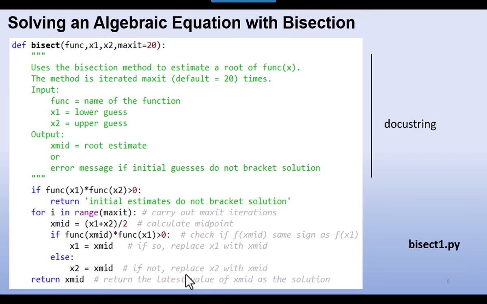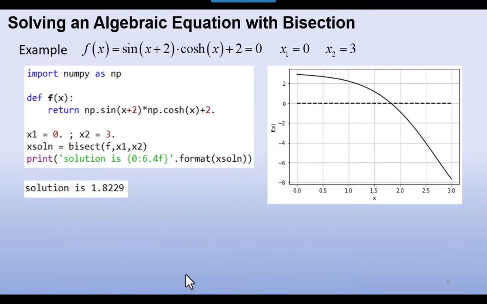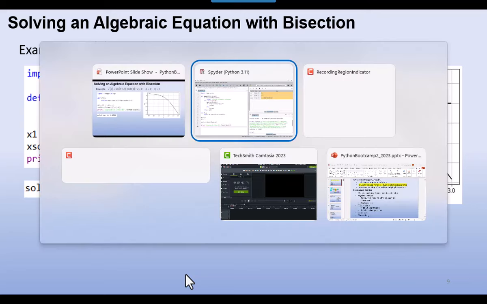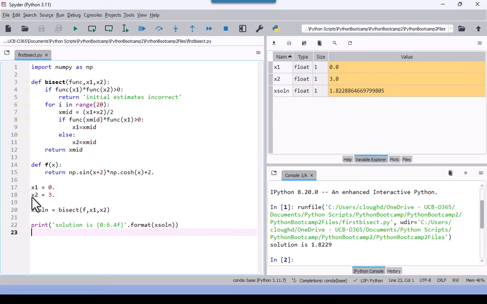All right? So if we move on, what we can see is what I described, and that is that the solution is 1.8229, which is what I showed on my code. Now, before I go on, what I would like to do is pop back over to the Spyder editor and I'm going to put in initial guesses which do not bracket the solution. All right, and then I'm going to run it.